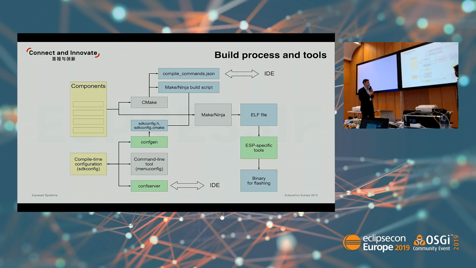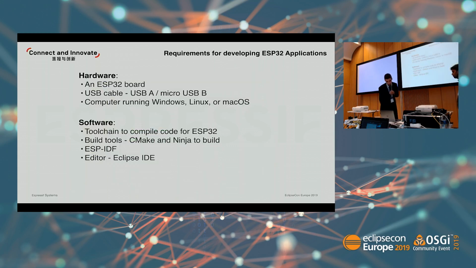The other point where we integrate with IDEs is that CMake generates compile_commands.json for us, and compile_commands.json allows the IDE to figure out all the include paths for every source file and all the build flags. This in turn allows the parser and the language server to properly parse the C code and find all the types and identifiers and so on. So that's the high-level view of the build system.